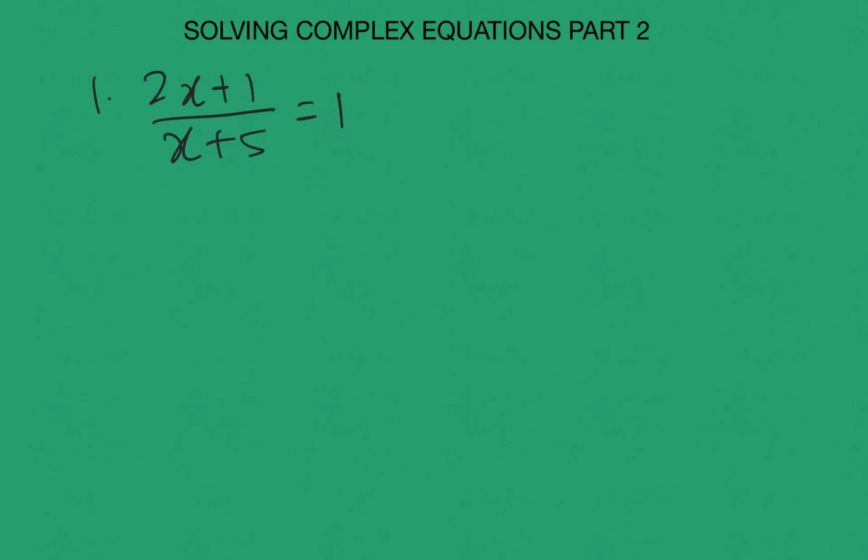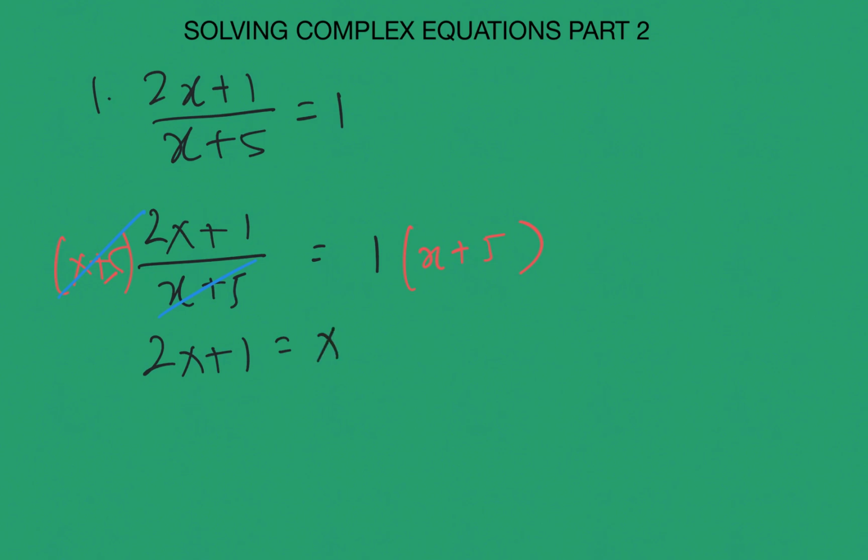So what you can do is multiply both sides by x plus 5. You're multiplying both sides by x plus 5. I'm going to rewrite it so that it's easier to see. I'll multiply both sides by x plus 5 to get rid of the denominator. And from here, you can see that x plus 5 is crossed out on the left-hand side. So you end up with 2x plus 1 equals x plus 5.